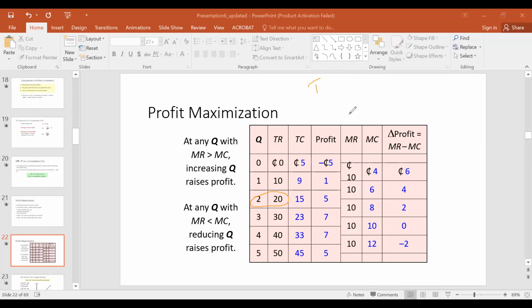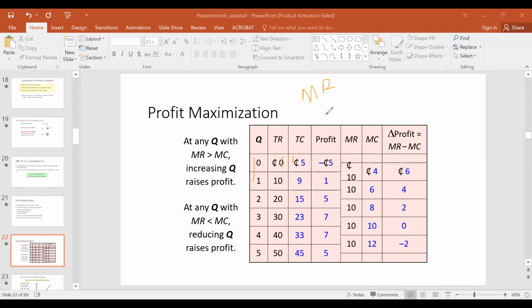Now, we've said price is equal to the marginal revenue. Meanwhile, marginal revenue is what? Change in total revenue divided by change in quantity. So these numbers were just populated with the price. You can fill this. I think this was also just provided.